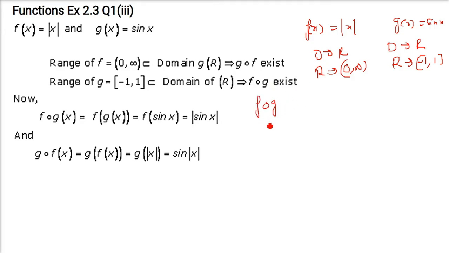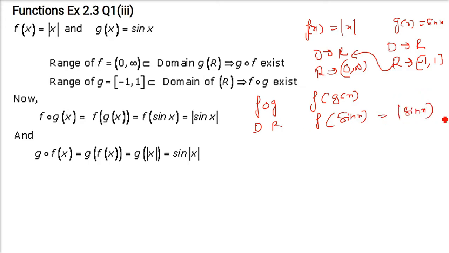Now coming to fog. The range of g should be a subset of the domain of f. So see here, -1 to 1 is a subset of the real numbers. So fog is possible. f of g of x, fog is possible. g of x is sin x, put it inside f of x, that is mod of sin x. You just have to replace this x with g of x in f of x. So this is the absolute value.